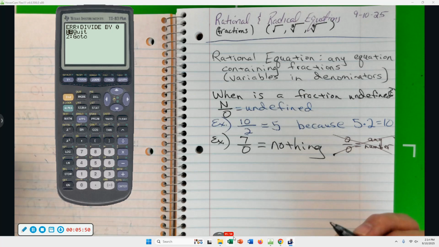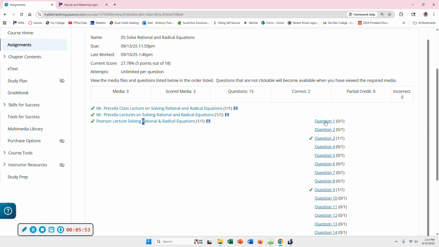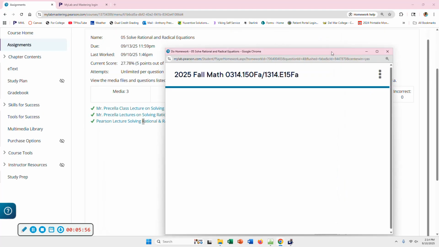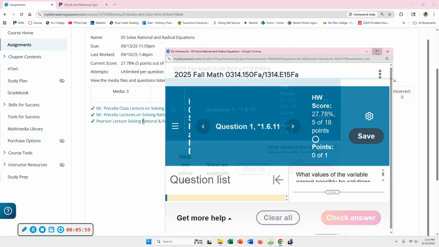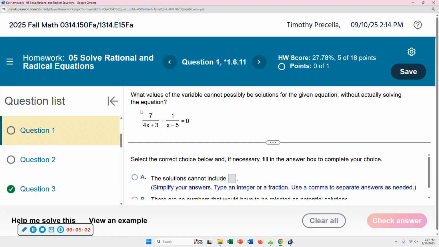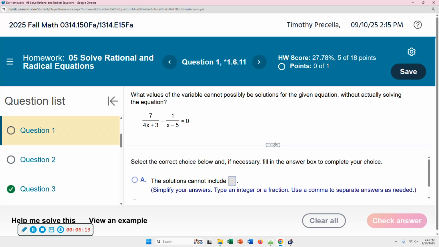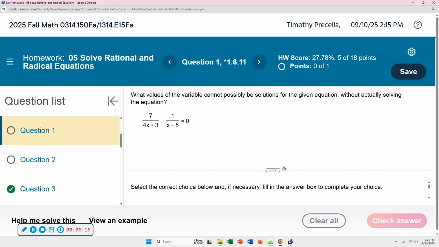Looking at number 1, all they want to know is what values of the variable cannot possibly be solutions for the given equation without actually solving the equation. They just want to know what numbers would be unacceptable solutions. Let me write the problem down. 7 over 4x plus 3 minus 1 over x minus 5 is equal to 0.